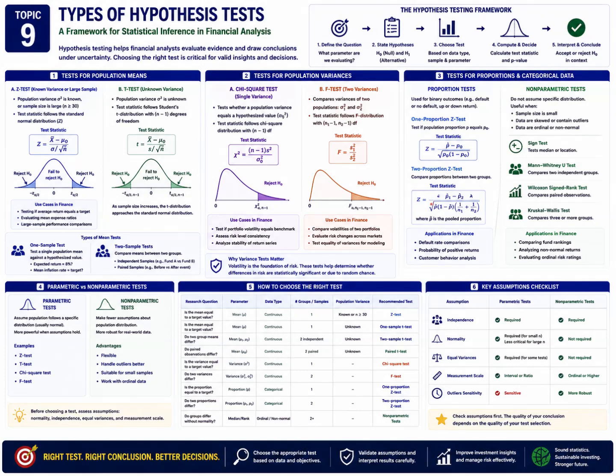The topic highlights the distinction between parametric and non-parametric testing approaches. Parametric tests assume specific population distributions and often provide more powerful statistical results when assumptions hold true. Examples include z-tests, t-tests, chi-square tests, and f-tests.